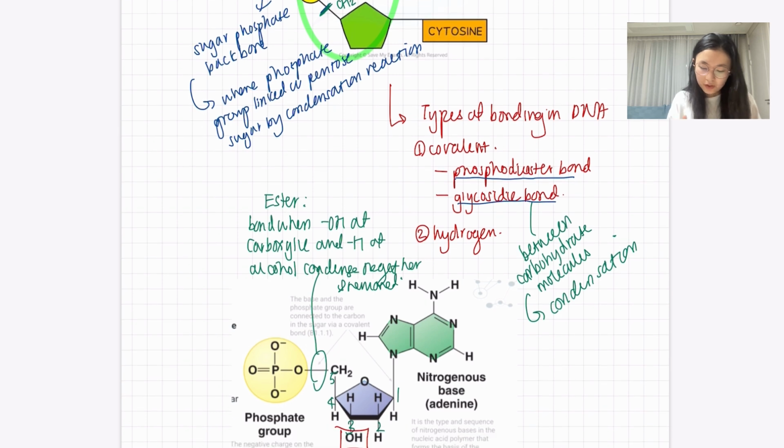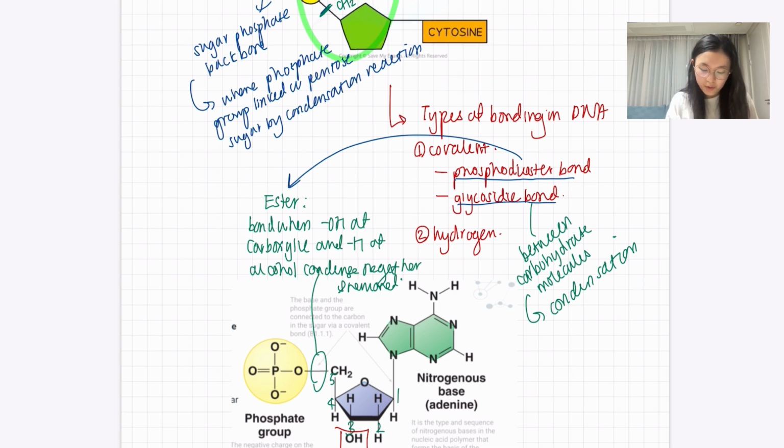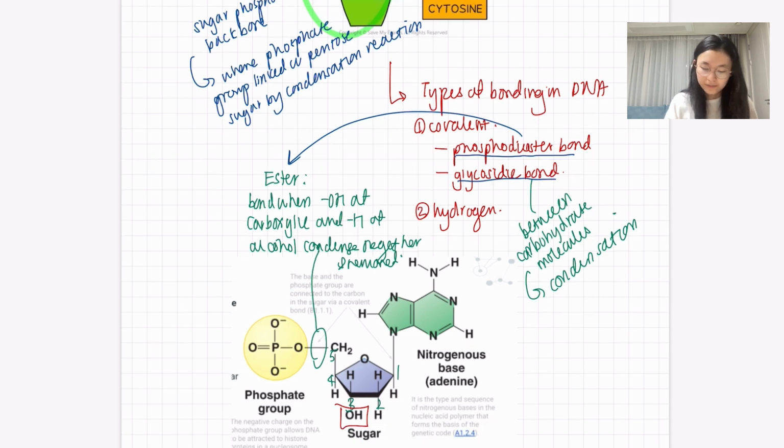In terms of the phosphodiester bond, we need to look at the definition of an ester bond. An ester bond is when the OH group of a carboxylic acid and the H of an alcohol condense together to form water, which is removed. That's when a bond forms, and that sort of bond forms between the phosphate group and the sugar, forming a phosphodiester bond. The bond that forms between the sugar and the nitrogenous base is called a glycosidic bond. This is between different carbohydrate molecules, and this is again another condensation reaction.